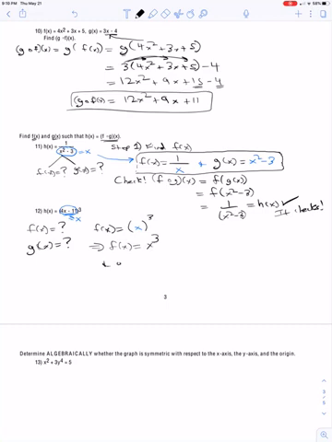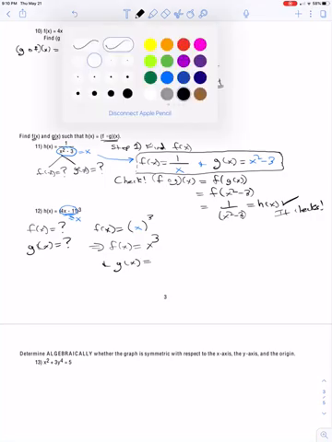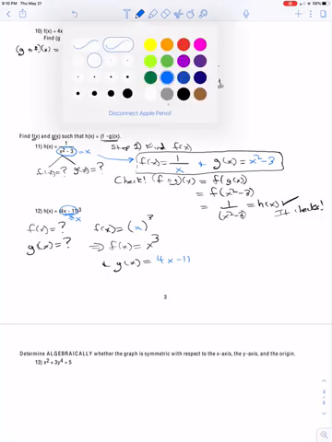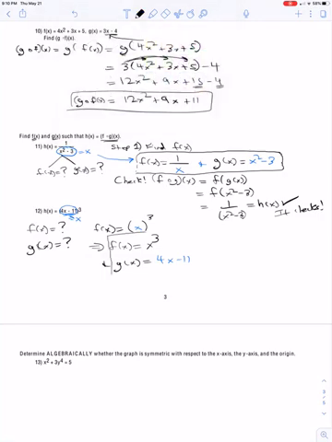Now, g of x will have to be what we took out. Again, remember, it's like creating a puzzle. These two pieces must fit back together to get the original. So g of x is going to have to be 4x minus 11. So here's my answer. Here's my pair of functions whose composition will give you h back.